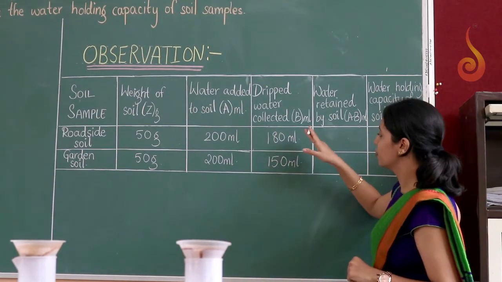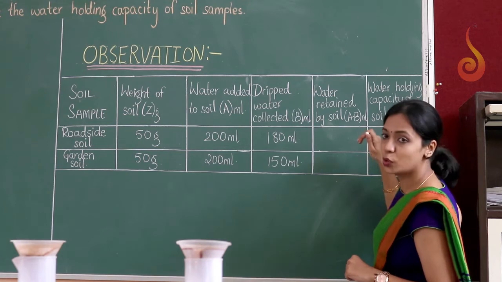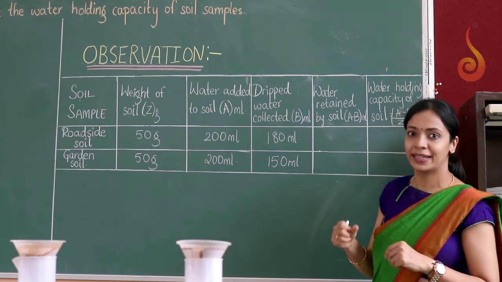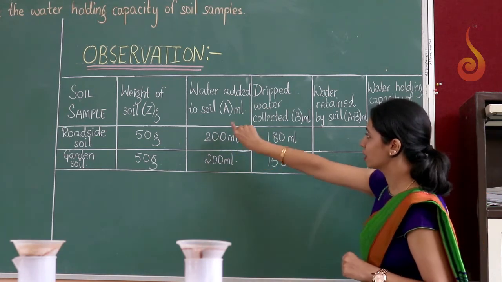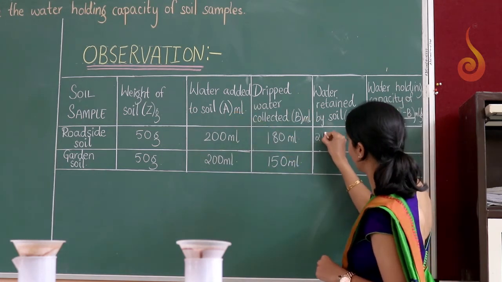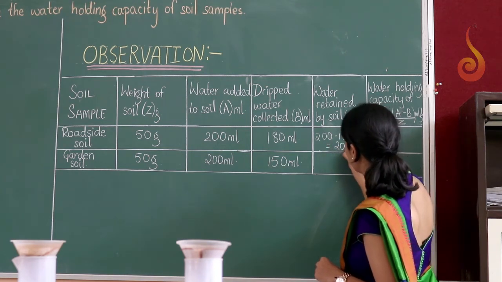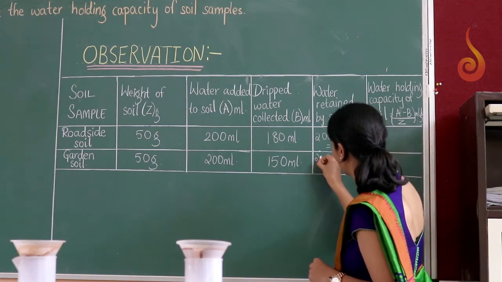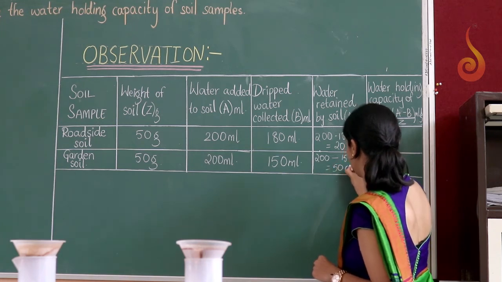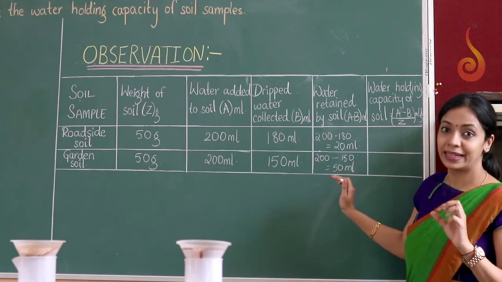Now this volume is represented by the capital letter B. In the next column, you have to find out how much water was absorbed by the soil or was retained by the soil. So you will have to subtract B from A. So here it is 200 minus 180, which is equal to 20 ml. Here it is 200 ml minus 150 ml, which is equal to 50 ml. Now this indicates how much of the water was retained by the soil.